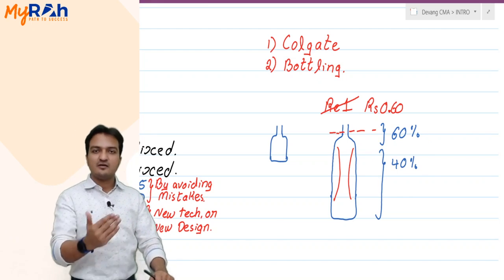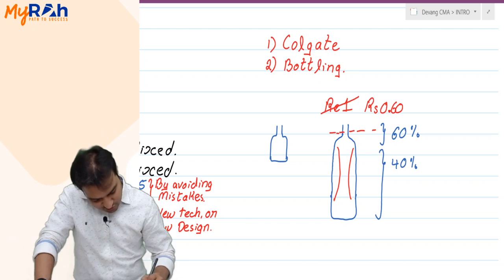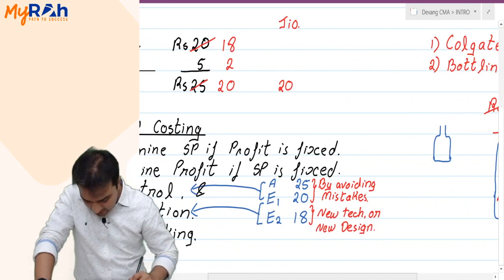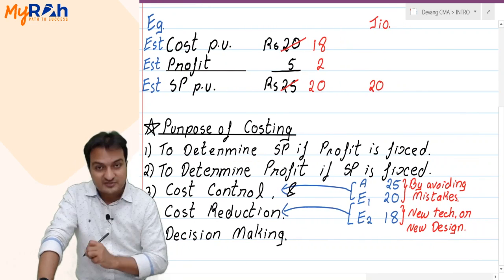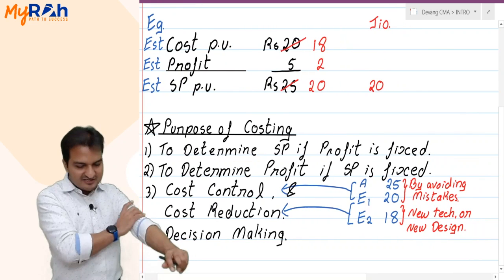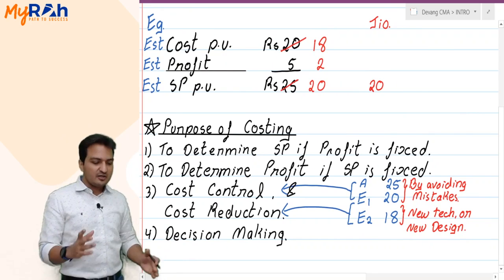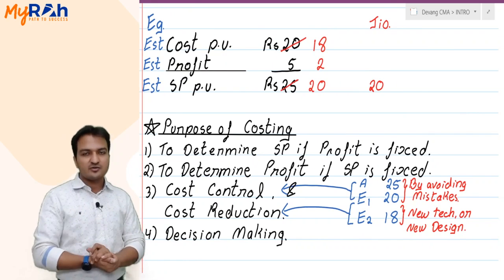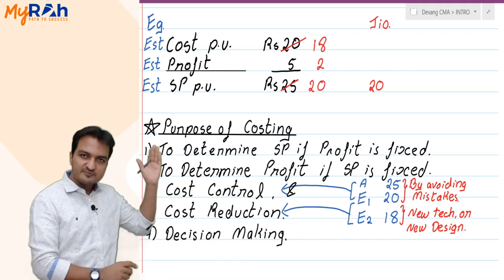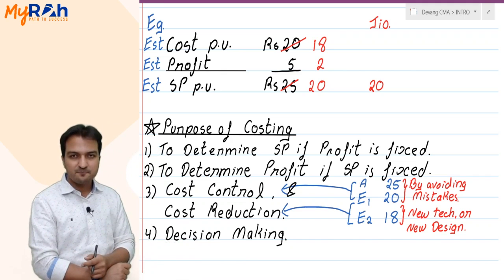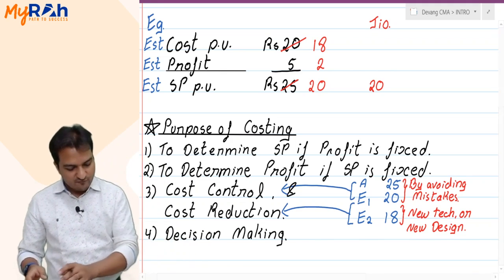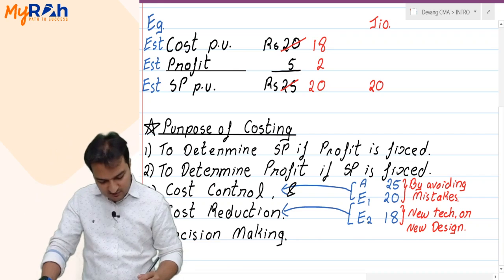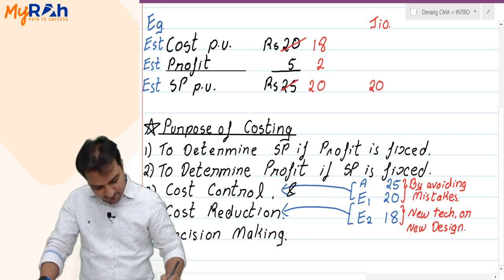Certain chapters in our subject, I'll show you, are regarding cost control and cost reduction. Hence, I'm covering that in my purpose of costing here. And lastly, the purpose is also decision making. Naturally, a variety of decisions we will be taking throughout the subject. All that covers the purpose of the costing subject. Yes? Done? Okay. Well then, going further, along with the purpose of costing, two more small things in the basics that I cover.